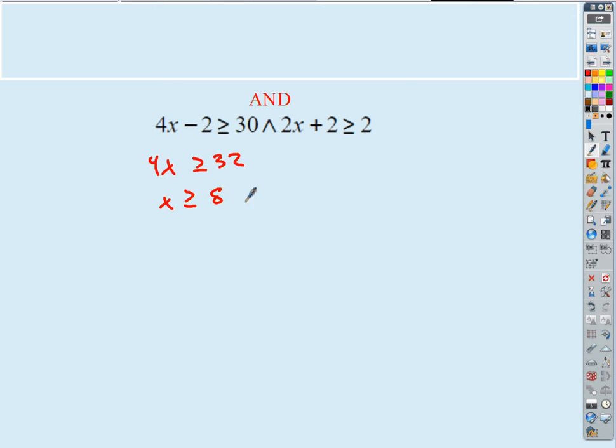How about the other side? We'll do the same thing. So over here, 2x plus 2 is greater than or equal to 2. First I subtract 2, which gives me 2x is greater than or equal to 0. Divide by 2, which gives me x is greater than or equal to 0. Good. So there's my answer. Okay, and it's an and statement, right?